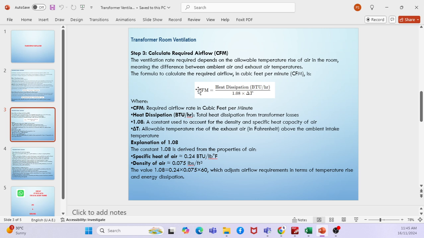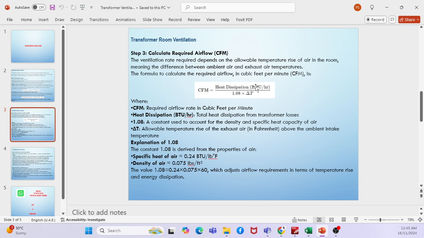So what is the equation to calculate your flow rate? CFM is nothing but heat dissipation divided by 1.08 multiplied by delta T, right? So normally we have the equation BTU per hour equals 1.08 multiplied by CFM multiplied by delta T, right? So this is the equation to calculate your sensible load.